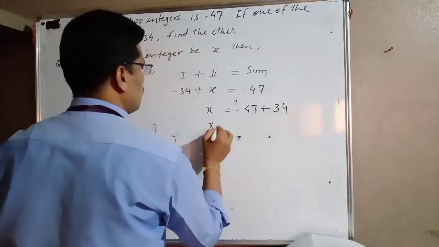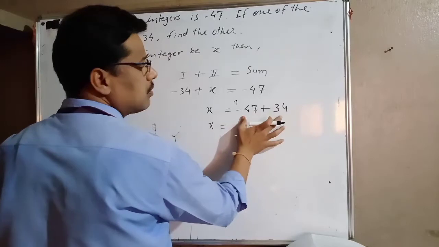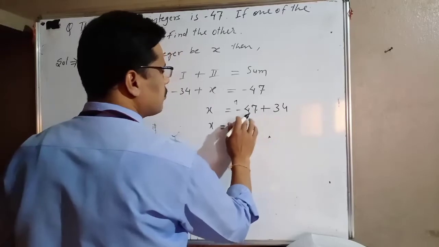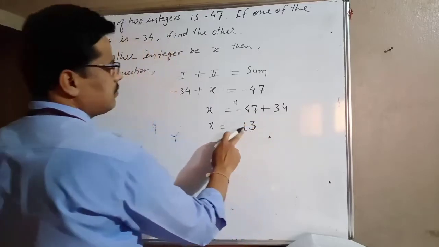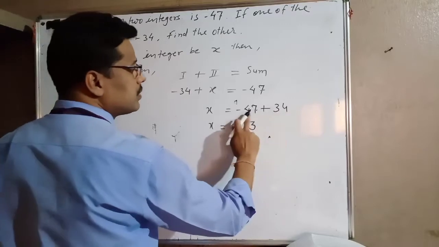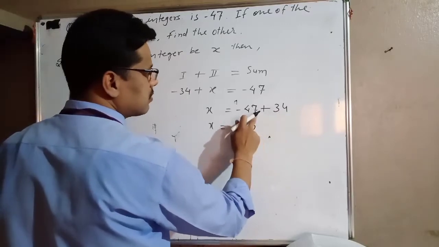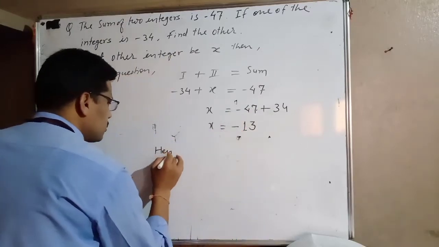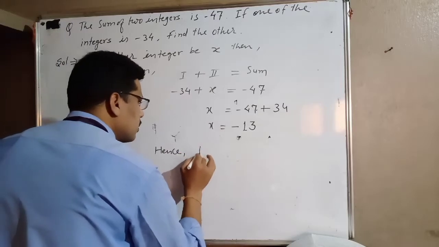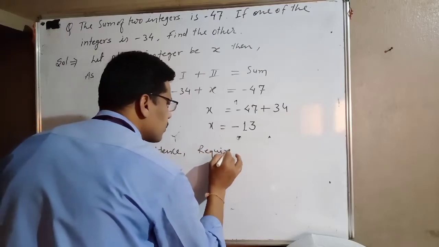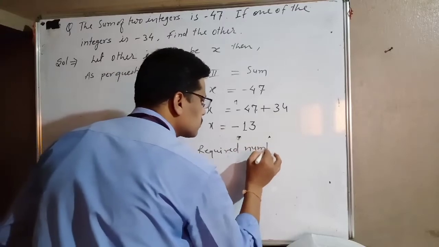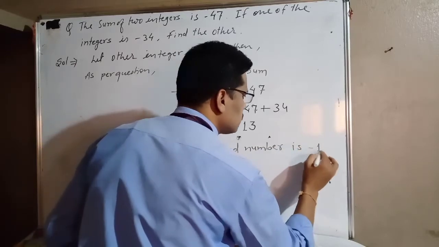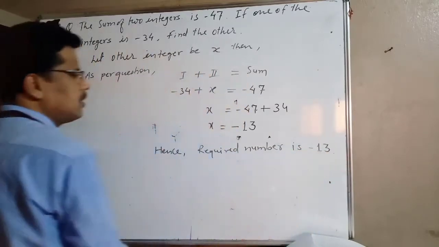x is equal to, now these two numbers have opposite signs, so we subtract 4 from 7. What do we get here? 3. Then 3 from 4, what do we get? 1. And which sign do we have to place here? Which number is bigger between 34 and 47? 47 is bigger. What is the sign of 47? Minus. So we have to put minus. Hence the required number is minus 13. This is our answer.